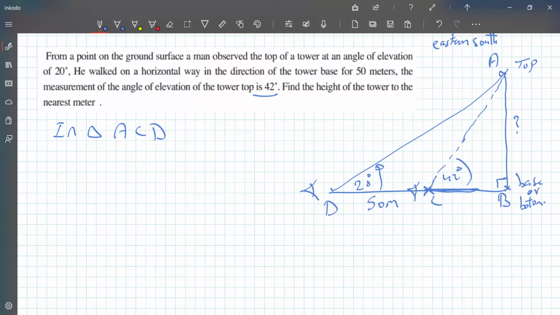In triangle ACD, what about the measure of angle CAD? Angle ACB is the exterior angle of triangle ACD. So the measure of angle ACB equals the measure of angle D plus the measure of angle CAD. Angle D equals 20, so angle A equals 22 degree. Our target here is to find the length of AC. So AC over sine of the opposite angle in triangle ACD, which is 20 degrees. Okay?